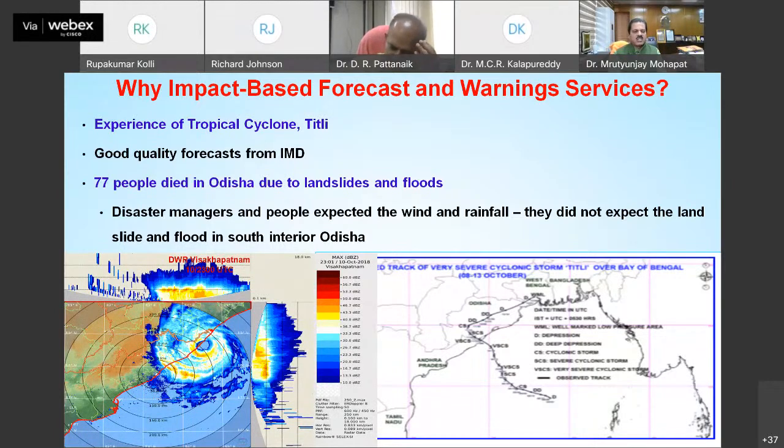which crossed northern parts of Andhra Pradesh during the withdrawal phase of monsoon in the month of October with the monsoonal gyre. And we could provide a very good forecast about the track, intensity, landfall, but still 77 people died in Odisha because of the landslides. So for landslides, there was no prediction mechanism, and hence the impact of the severe weather in terms of landslides was not provided to the people, and hence people got trapped in the landslides.